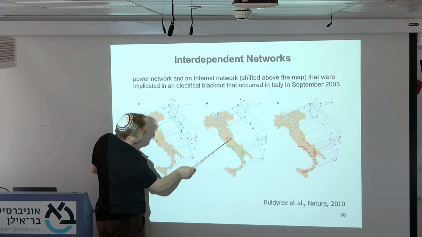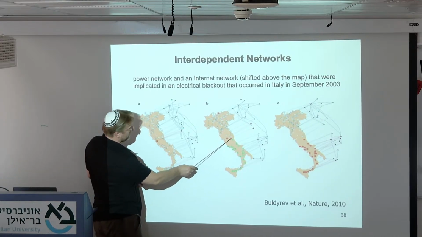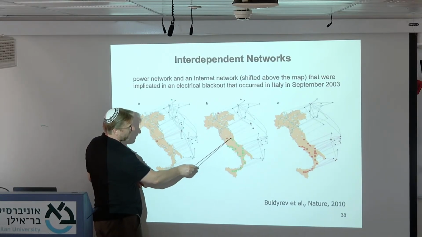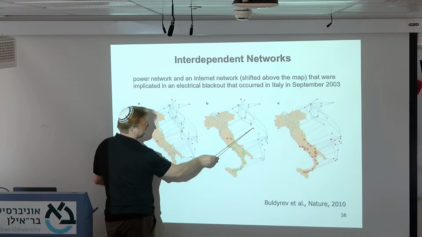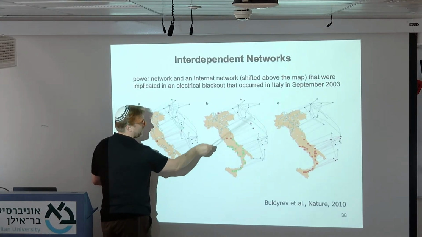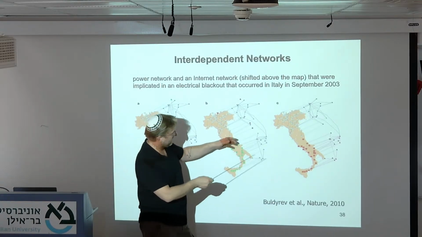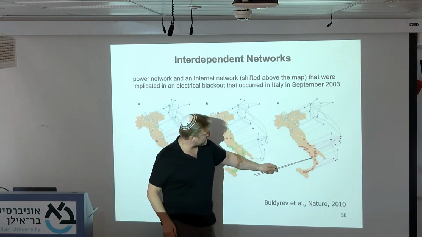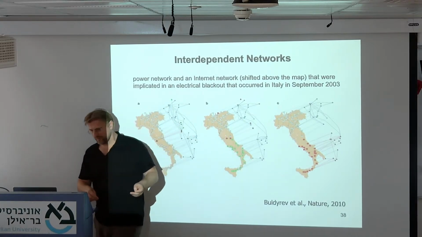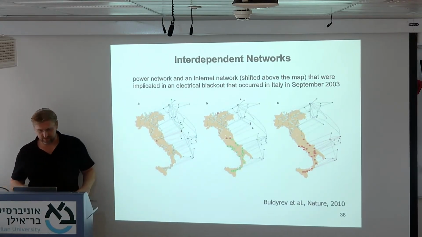So in this case it was only one, but this power plant was again connected to these two power plants. They were connected to other communication networks, and this way very quickly you see that you disintegrate half of Italy from the power grid, so to say.